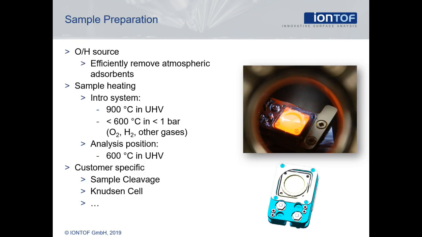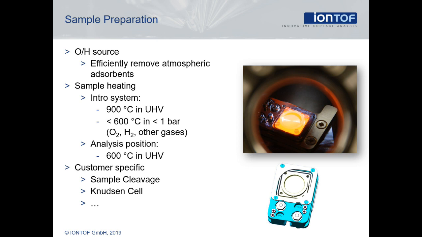Depending on the sample, a cleaning method is chosen from a range of options. The most commonly used method is atomic oxygen treatment, which will be discussed in more detail shortly. Alternatively, the sample can be heated in ultra-high vacuum or any inert and even some reactive gases like oxygen and hydrogen. In the QTAC 100, temperatures of 900 degrees C can be reached in UHV and up to 600 degrees C in gas, depending on the gas and the pressure.